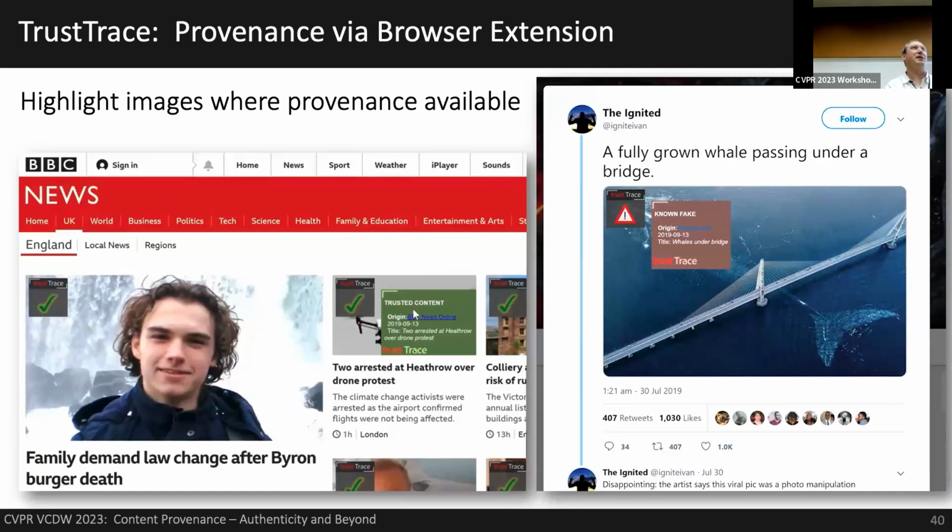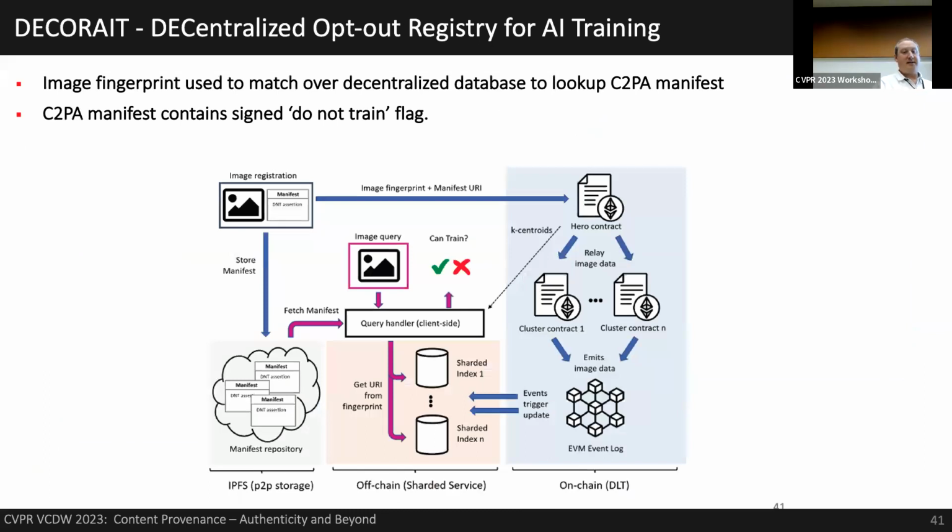So instead of having a centralized point of lookup, we had a decentralized database, which had an open governance model. And in this work, which is another very recent work, we were using blockchain again to create a sharded decentralized database for doing this fingerprinting lookup of manifests. In this particular use case, we were using a recent feature in the C2PA standard to indicate consent for generative AI training. So we call this a decentralized do not train registry. The idea here is that an image could be checked against this decentralized database for AI training opt-out. One of the nice things about blockchain is that there's no centralized authority for managing or controlling this database.